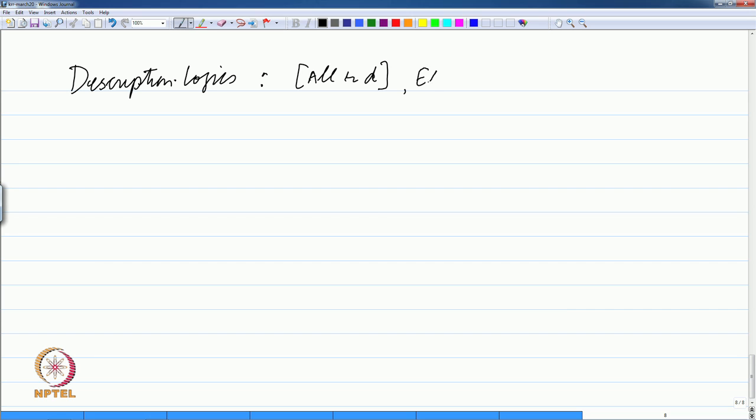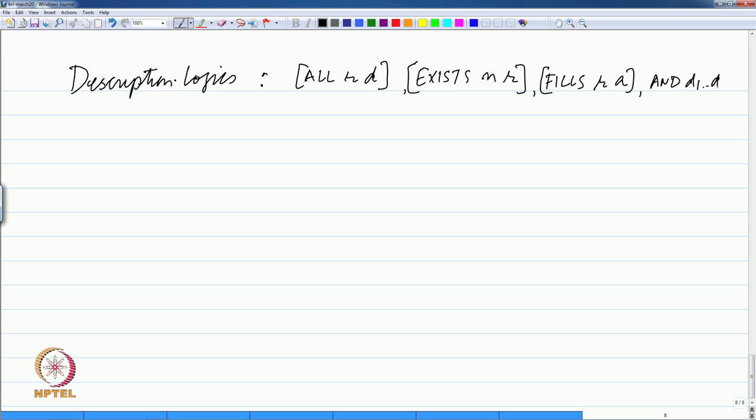Then exists n R, which says that it must have at least n individuals it is related to by the role R. Then fills R A, where A is a constant, that it must be related to. So, this is the set of all those individuals which are related by role R to A.